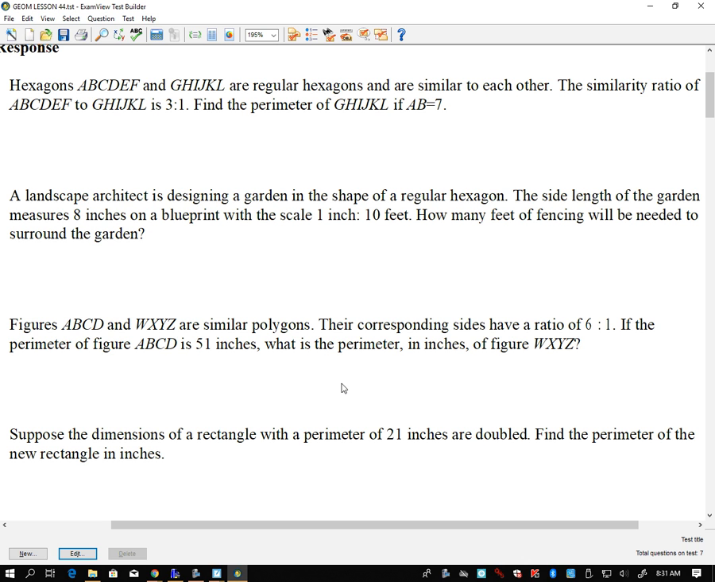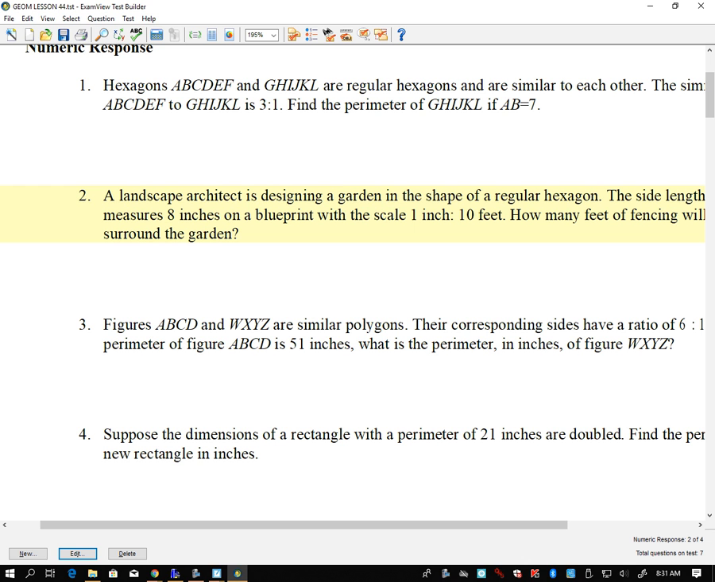Hexagon ABCDEF and another hexagon GHIJKL are both regular hexagons, meaning that each side of each of those regular hexagons is the same length. The similarity ratio of ABCDEF to GHIJKL is 3 to 1, meaning that ABCDEF is 3 times bigger than GHIJKL, and each side is bigger. So we want to find the perimeter of GHIJKL. Keeping in mind, we could draw, is this still not working? Evidently not. So it's 3 to 1.